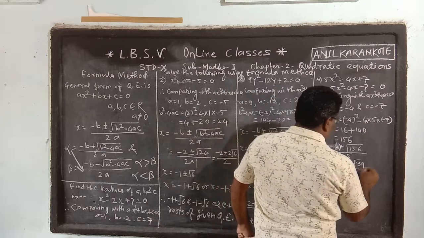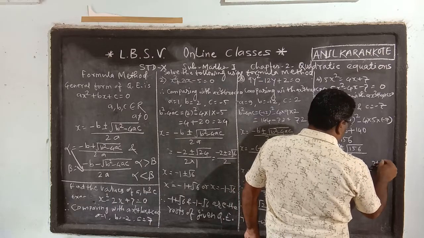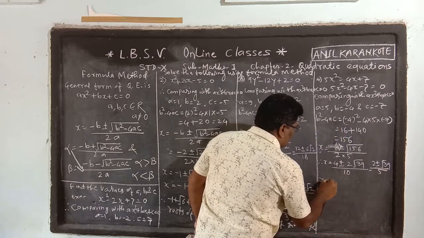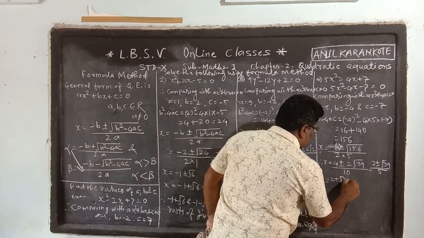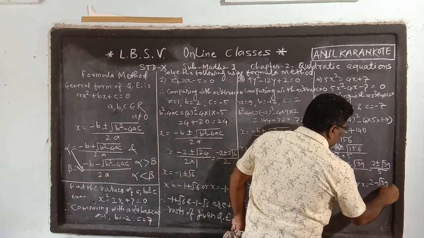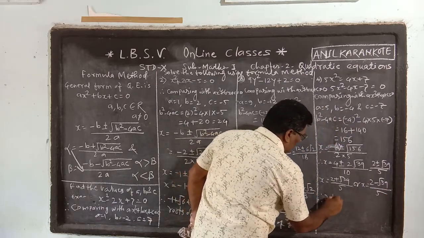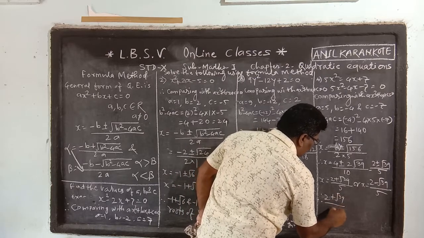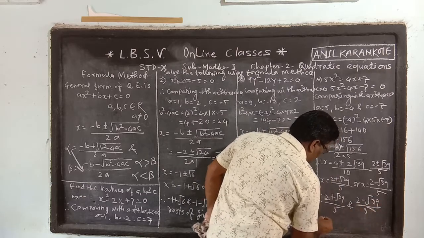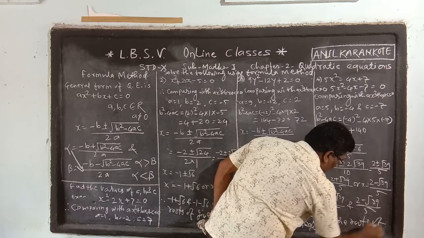4 and 10 are divisible by 2. Therefore x is equal to 2 plus minus under root 39 upon 5. Or x is equal to 2 plus under root 39 upon 5, or x is equal to 2 minus square root of 39 upon 5. Therefore 2 plus under root 39 upon 5 and 2 minus under root 39 upon 5 are the roots of the given quadratic equation.